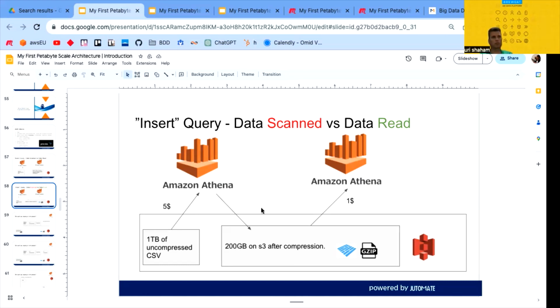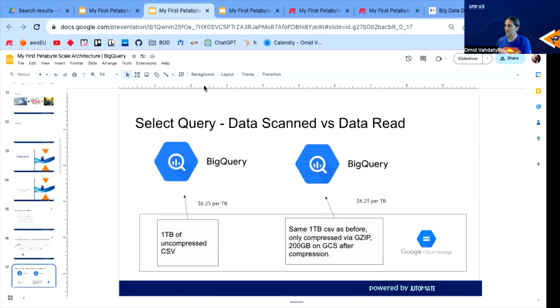So essentially, in Athena, you pay $1 on compressed, which is the same data. Uncompressed, you will be paying $5. Does this make sense? Yeah, that makes sense. But let's go back to the Google example.